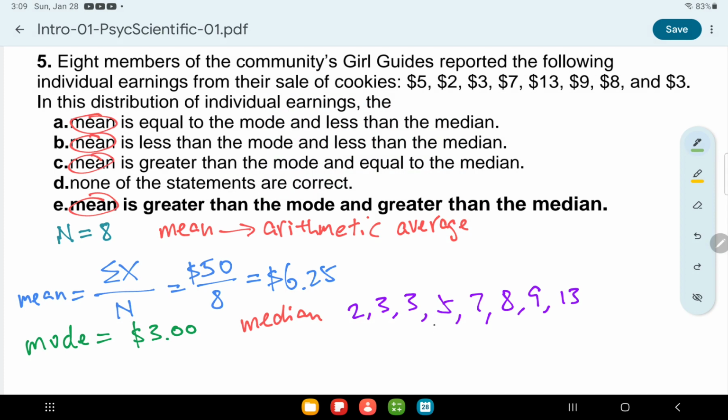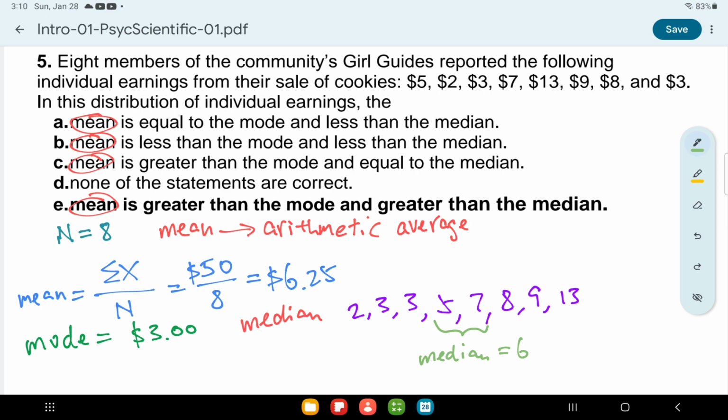first of all look up the 2 middle numbers, 5 and 7. We add 5 and 7, which gives us the number 12. Divide 12 by 2. Therefore, the median is the number 6. So, then, E is the only conclusion. The mean is greater than the mode and greater than the median.